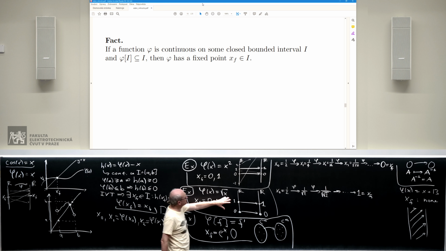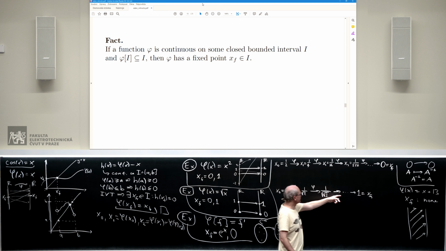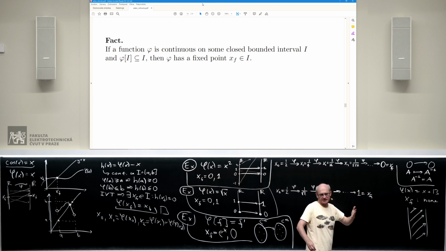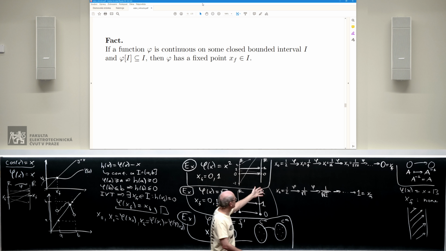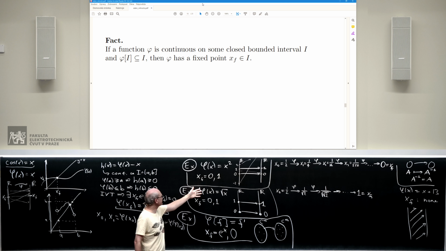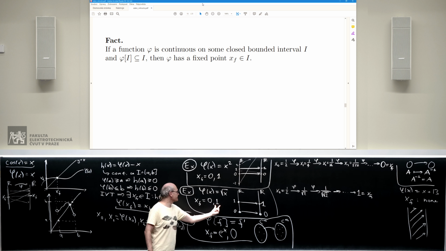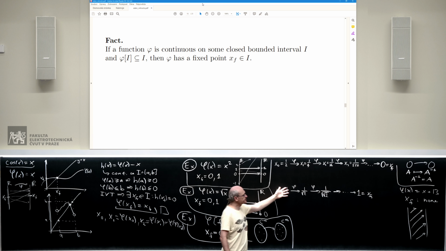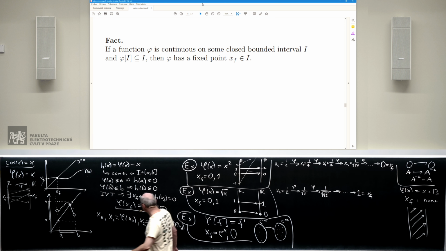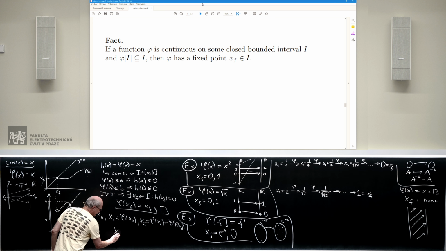So for a different function, the same starting point took us to a different fixed point. This can happen easily. There is no reason why it should work the same way. After all, we have a different function. The important thing is that we did get a fixed point using this crazy idea. This is called iteration, fixed point iteration.